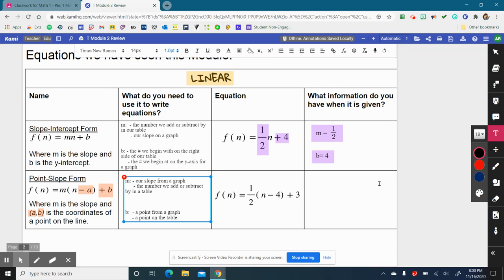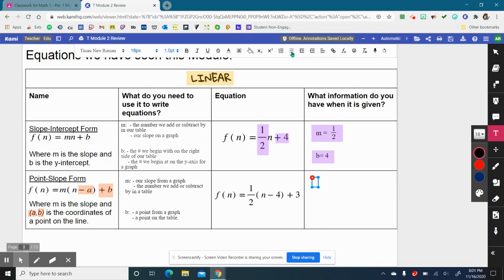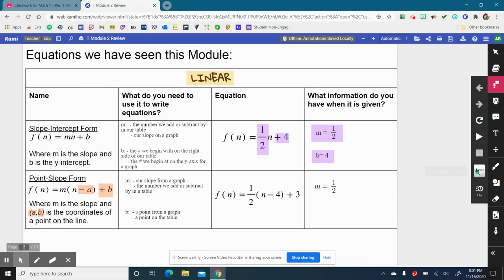So let's look at our example. We have f of n is equal to 1/2 times the quantity n minus 4 plus 3. So let's figure out our m value here first. Well, luck would have it, this m value is the same as the one before. It's 1/2, right? That's that number in front here. Let me get my highlighter so you guys know what I'm talking about. Here's that 1/2.